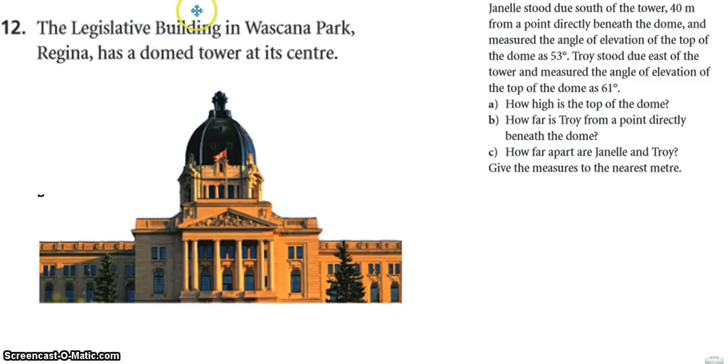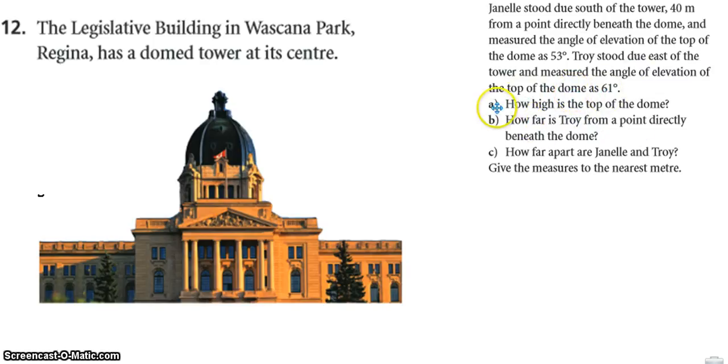It says here that we've got a building. It's in Wascana Park, and it has a dome tower that's center. And it tells us that Janelle stood 40 meters from the tower, and very important here, it says due south. And it's from a point directly below the dome. And from her position, she has an angle of elevation to the top of 53 degrees. We then have a second person who stands due east of the tower and measures an angle of elevation to the top of 61 degrees.